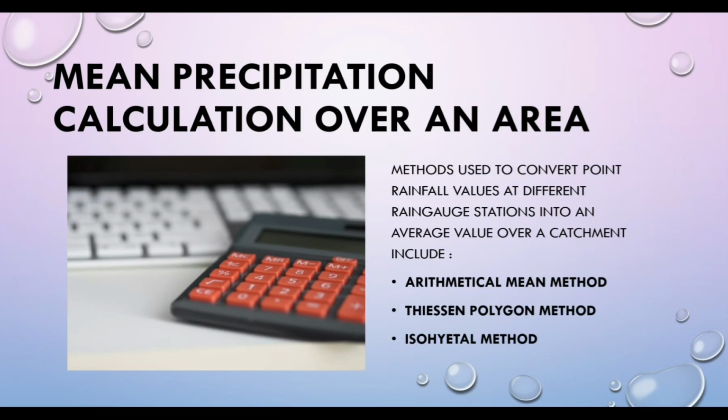Mean precipitation calculation over an area. The methods used to convert point rainfall values at different rain gauge stations into an average value over a catchment include the arithmetical mean method, Thiessen polygon method, and isohyetal method.